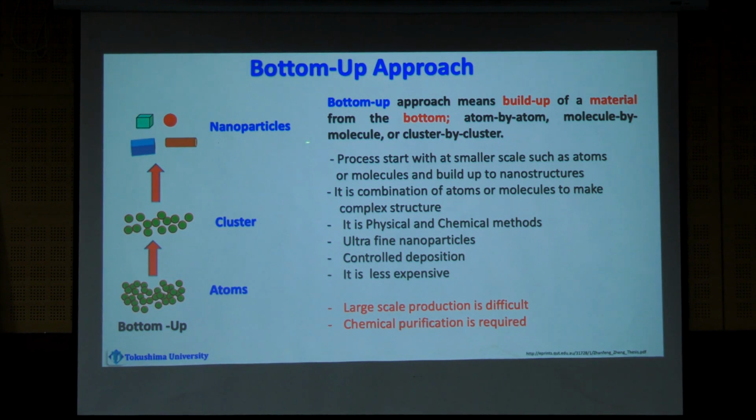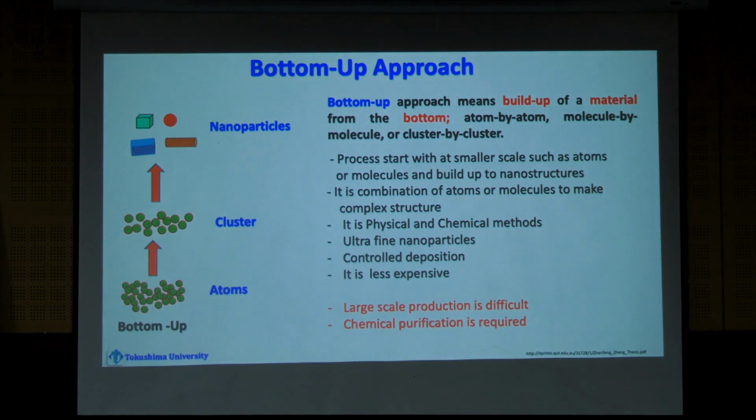The bottom up approach process start with the smaller and ends with the nanoparticle. It's a combination of atom and molecule to make the complex structure. So it starts with the atomic level, okay? Atom to atom react together, make a molecule and create the nanostructures. It include both physical as well as chemical. Sometimes one method has physics and chemistry also. So physical and chemical methods are included in the bottom-up approach.